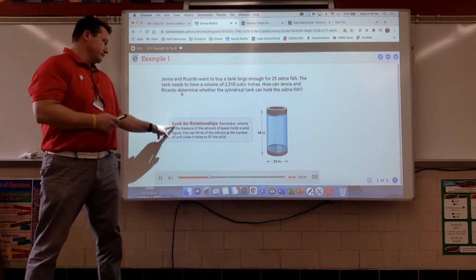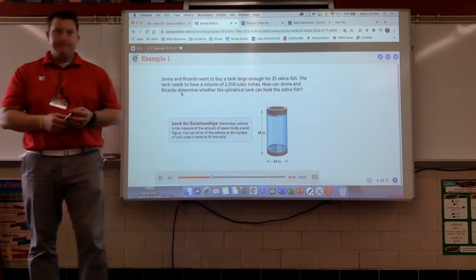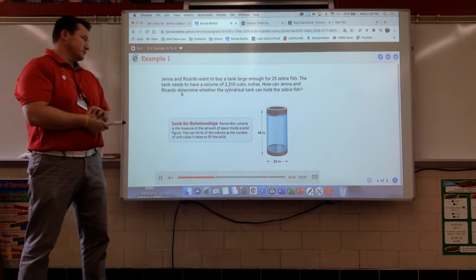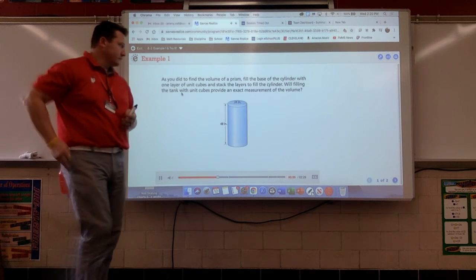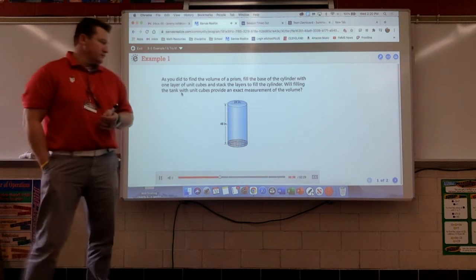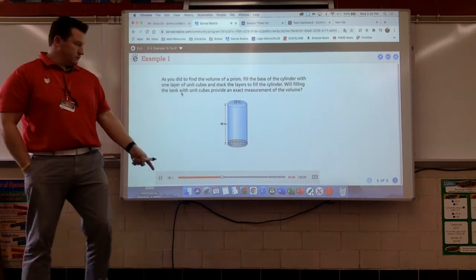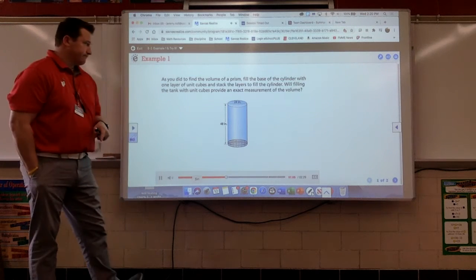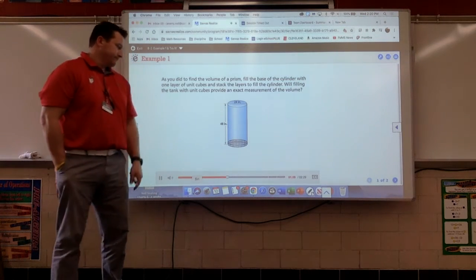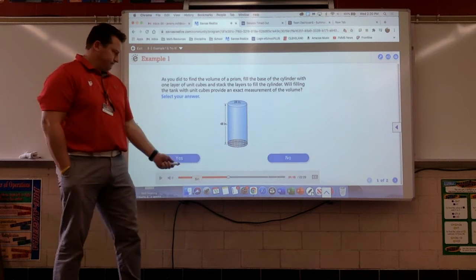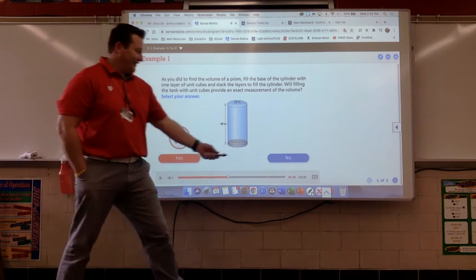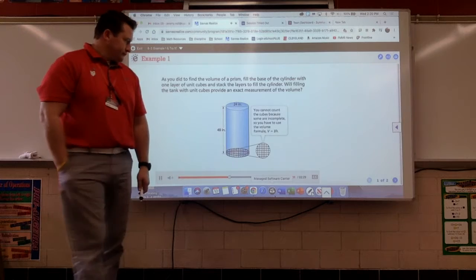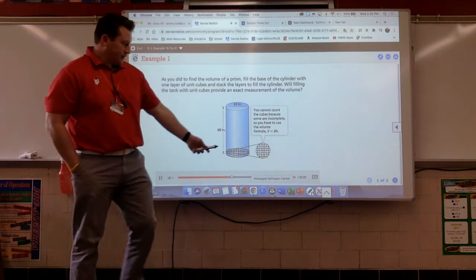Remember, volume is the measure of the amount of space inside a solid figure. You can find a volume by filling the solid with unit cubes. As you did to find the volume of a prism, fill the base of the cylinder with one layer of unit cubes, and then stack layers until you fill the cylinder. Will filling the tank with unit cubes provide an exact measurement of the volume? Of course not. You cannot count the cubes because some are incomplete. They're not all whole cubes.